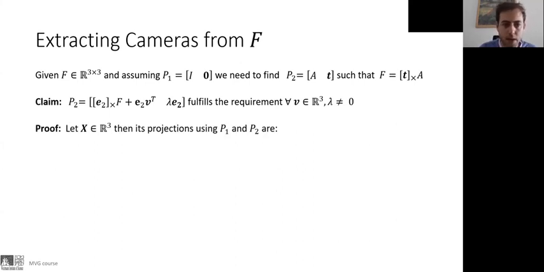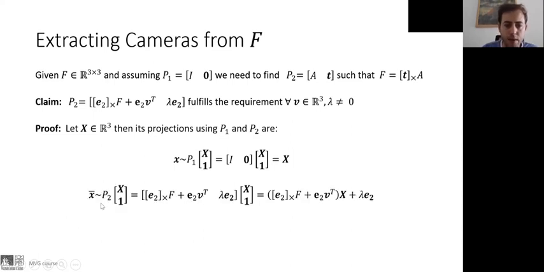So assume that we have a general 3D point capital X. Then let's look at what the projections of this 3D point to the two images are, using the camera matrices. So first we project capital X to camera 1 to get x. So we have I times capital X plus 0 times 1, this is P1. So we just get capital X.